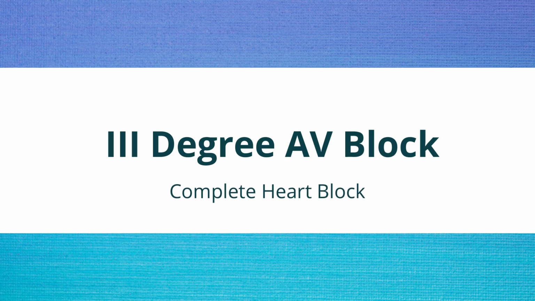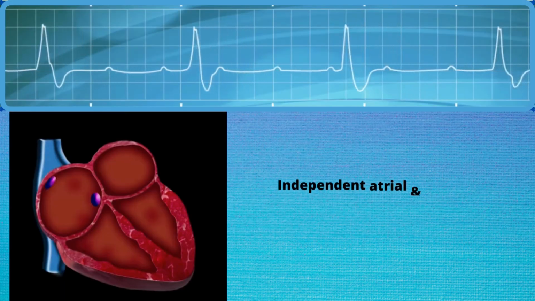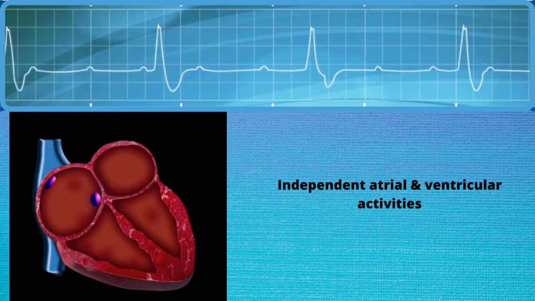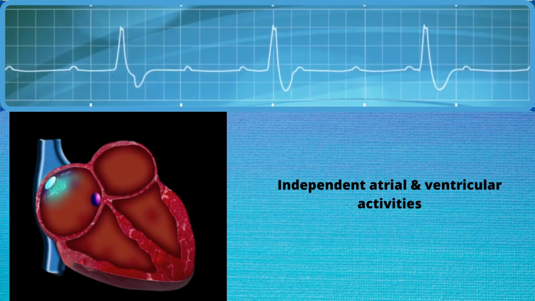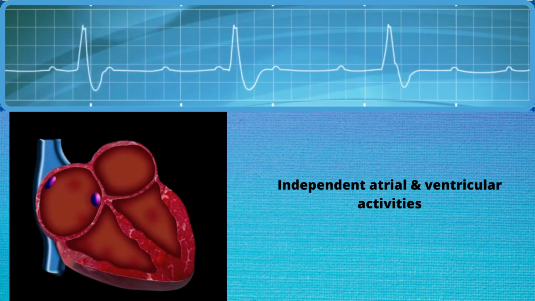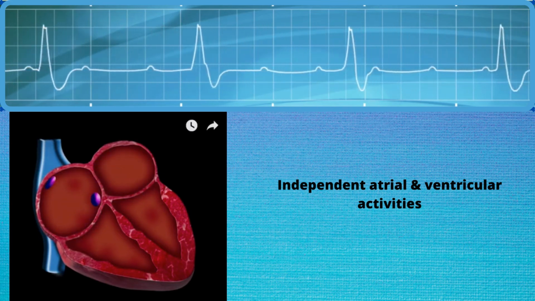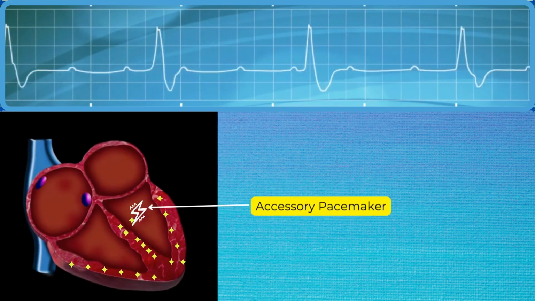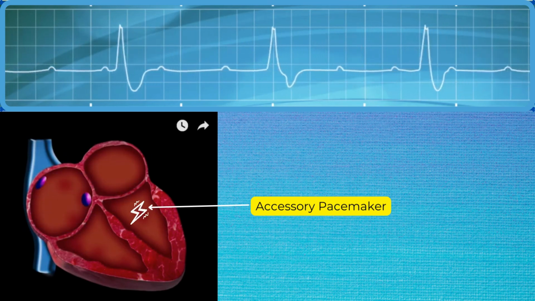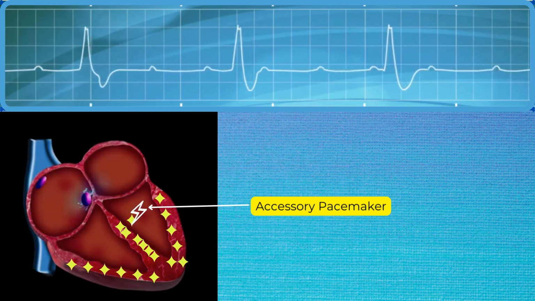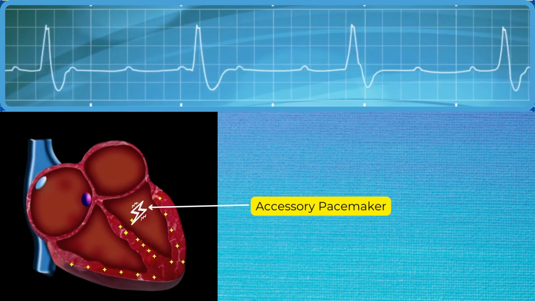Third-degree atrioventricular block, or complete heart block, is a medical condition in which the nerve impulse generated in the sinoatrial node in the atrium of the heart cannot reach the ventricles. Because the impulse is blocked, an accessory pacemaker in the lower chambers will typically activate the ventricles. This is known as an escape rhythm.